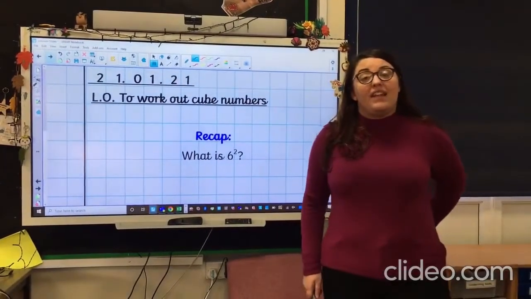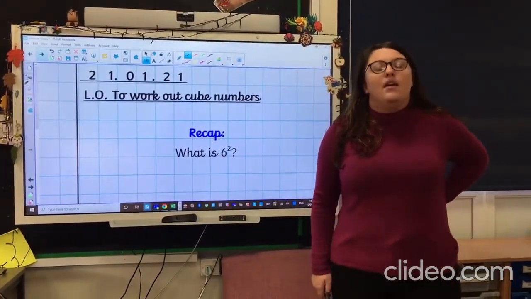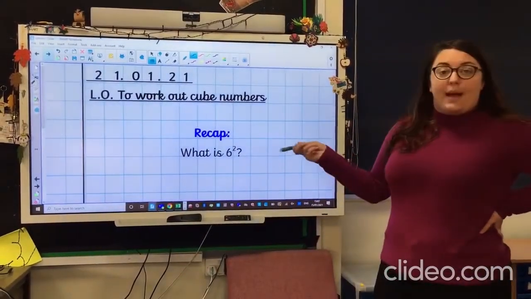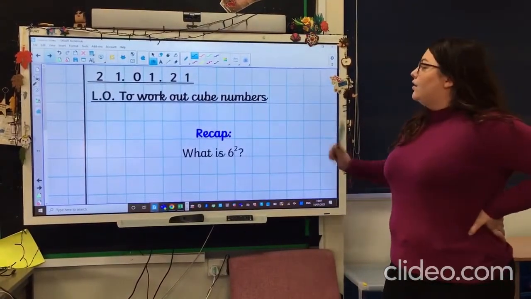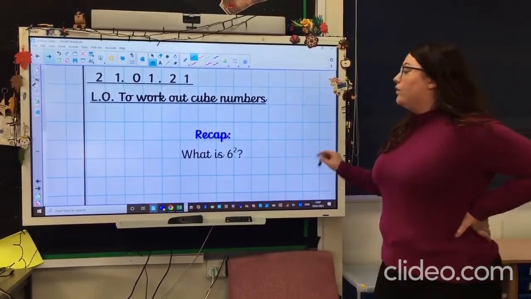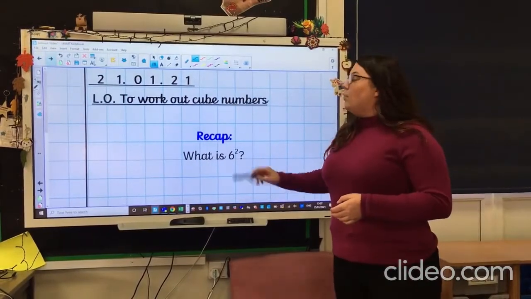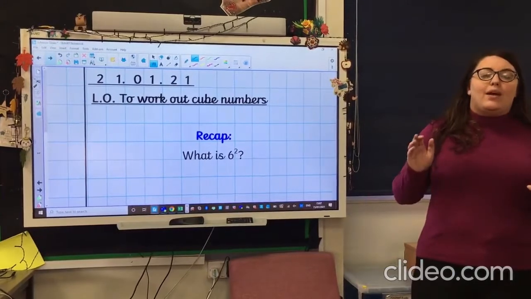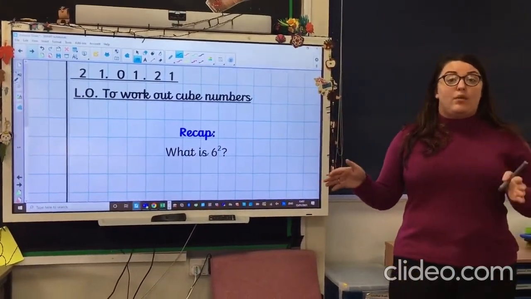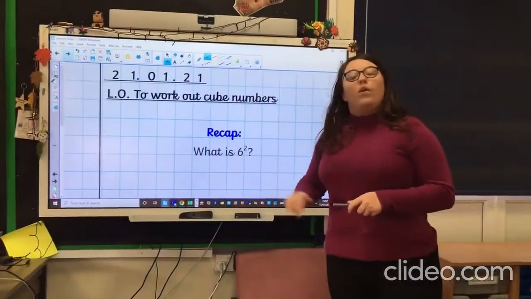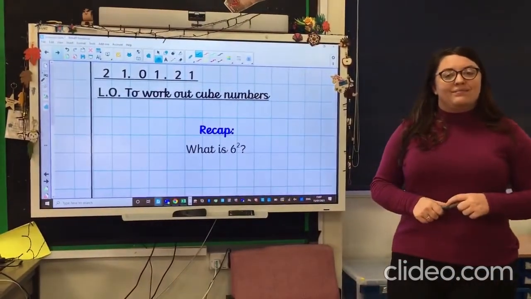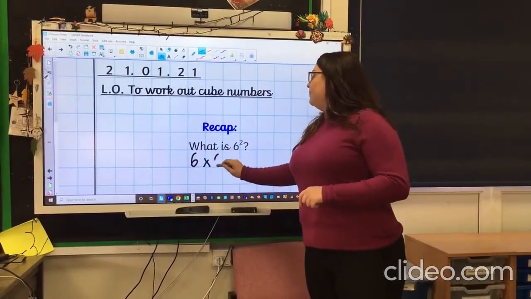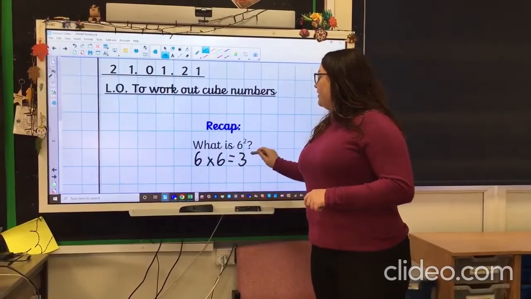So this is Thursday's maths lesson. Today you're going to be doing the same thing, because we're going to be recapping or introducing cube numbers. Now, to recap, I want you to think about what is 6 squared. Think back to yesterday's maths lesson. Square numbers are when you times a number by itself. So hopefully you'll know that 6 squared is equal to 6 times 6, which is 36.